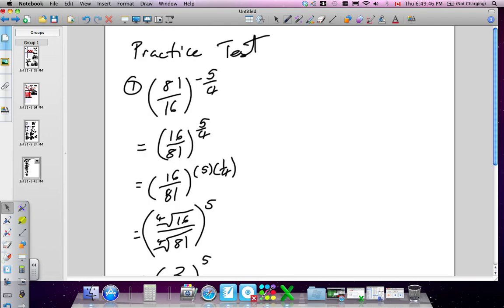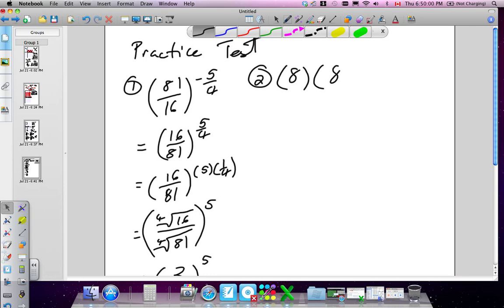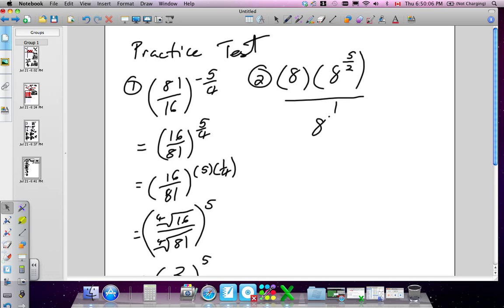Okay, let's try question 2. 8 times 8 to the half. Oh gosh. 8 to the 5 over 2 divided by 8 to the 4th. Okay? Do you know the rules? Do you remember the multiplication rule, division rule, and power rule?